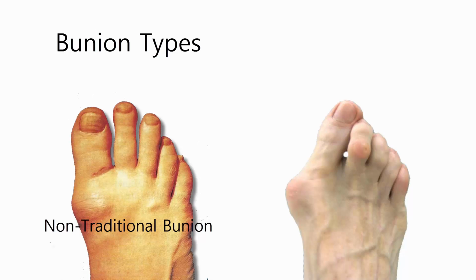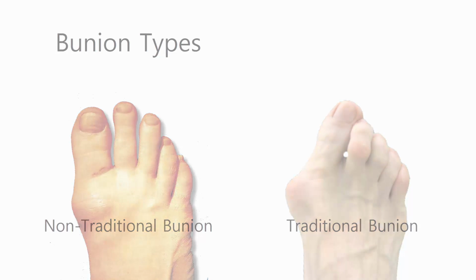And there are two different types of bunions. One, when there's just a hump without a deviation of the toes, I term this a non-traditional bunion. And when the big toe deviates towards the other toes, I term this a traditional bunion because it's usually what people think of when you refer to a bunion.